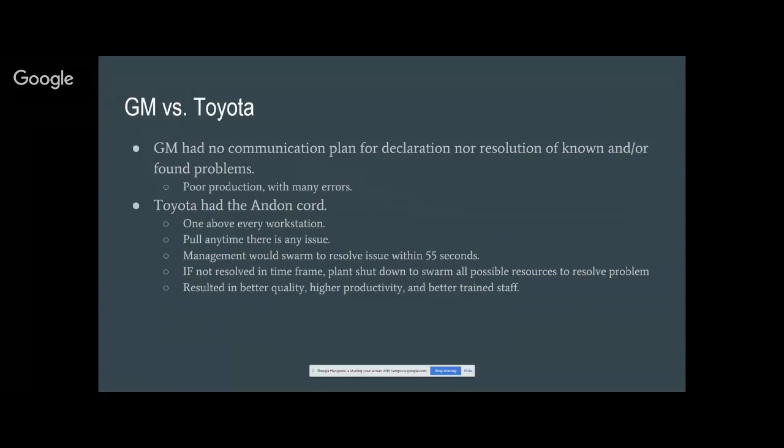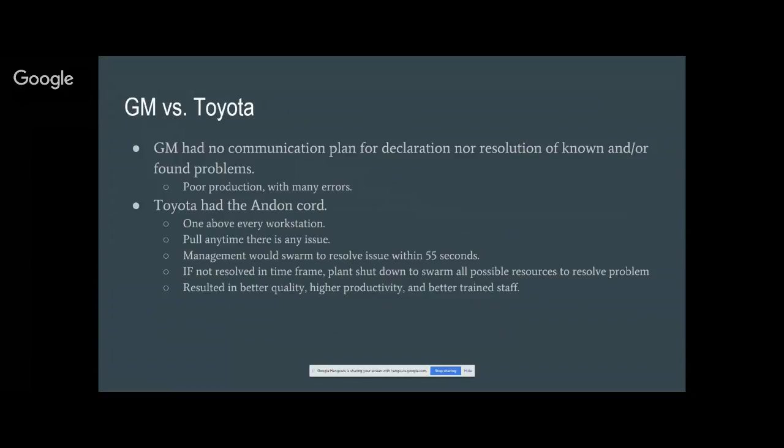Now, Toyota had what they called the Andon cord. I'm not sure if I'm pronouncing that correctly. There's a cord above every workstation in the plant. Anytime there was the slightest issue, whether it be from a lack of tools, a lack of parts, not enough time to complete the task, or work getting backed up, any issue affecting the work, this cord was pulled.